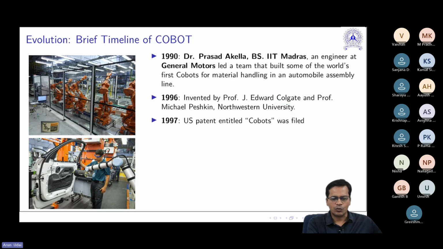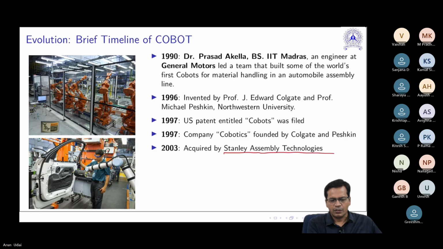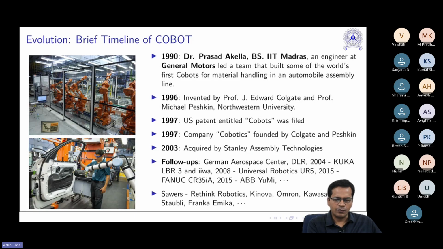We are talking about cobots now. The first US patent came in 1997. The company called Cobotics was started by Colgate and Peshkin in 97. In 2003, it was acquired by Stanley Assembly Technologies, and follow-ups. Now the patent has expired already. So quite a lot of companies have now poured in their technologies.